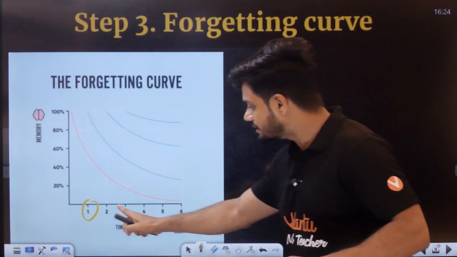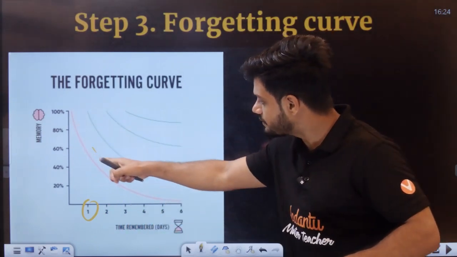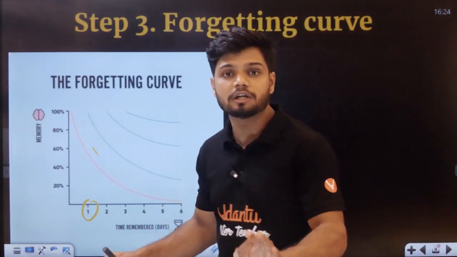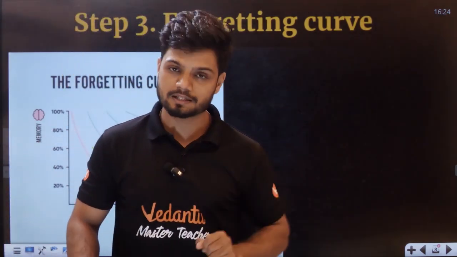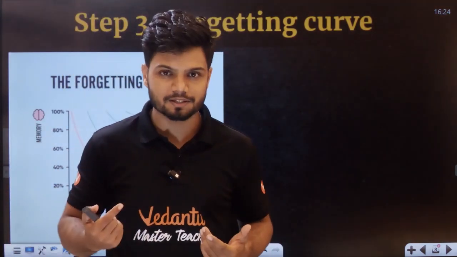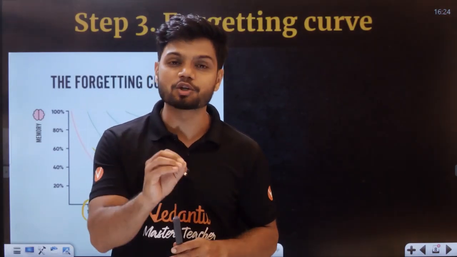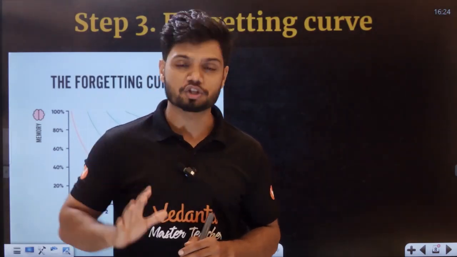So as the days go, the memory becomes weaker and weaker. This is especially true for biology examples, chemistry reactions, physics formulas. So how do you overcome this? You can overcome this by a method called repeated spaced repetition.